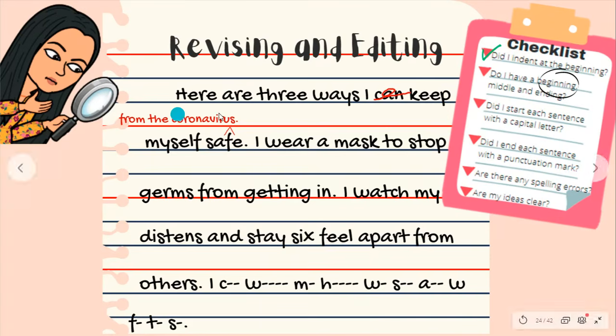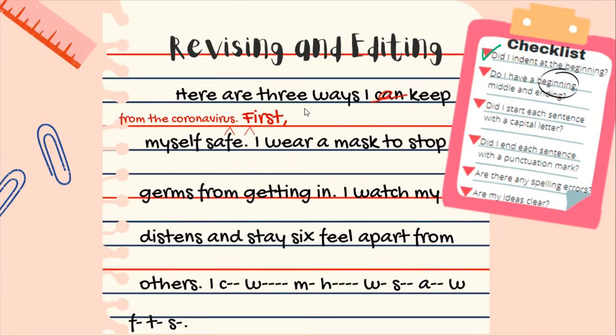Now, since I'm talking about 3 ways that I keep myself safe, I'm going to go ahead and add transition words. I'm going to add the word first. It's a transition word that will help my reader understand the 3 ways that I'm keeping myself safe, and it shows order. So I'm going to add that in. I'm going to read it to myself. First, I wear a mask to stop germs from getting in.